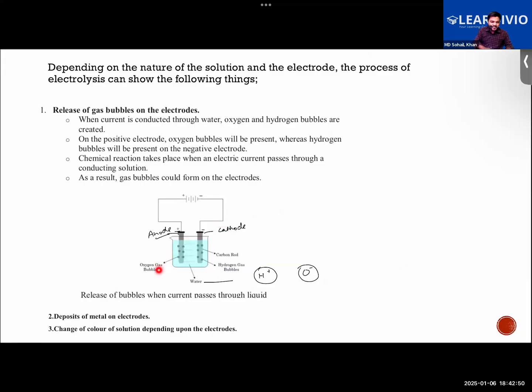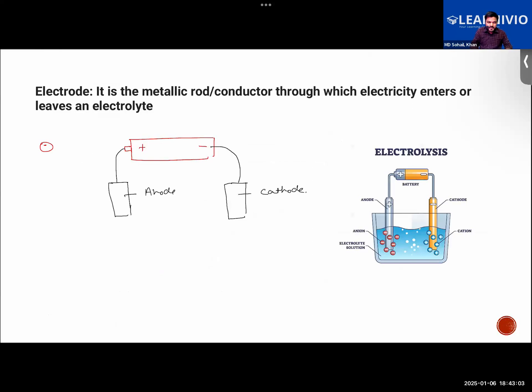Apart from that, there will be deposition of metals on electrodes, and a change of color of the solution can also occur depending upon the type of electrode you have. All of this depends upon the nature of the solution and the electrode which you have. Then we did revise about electrodes.